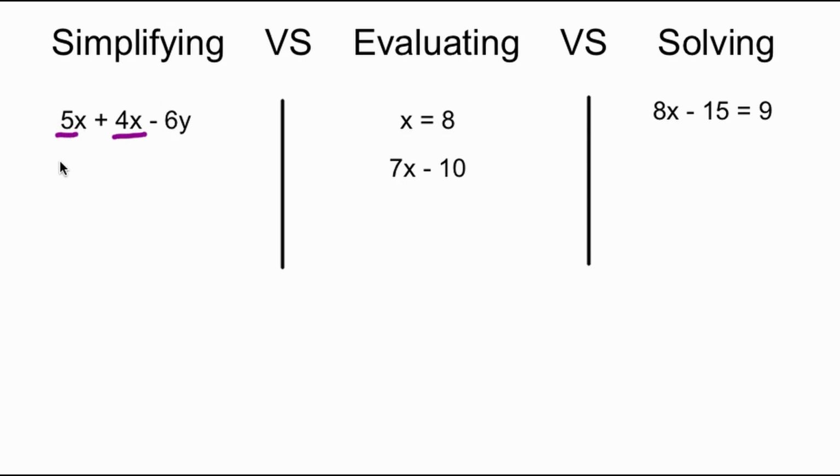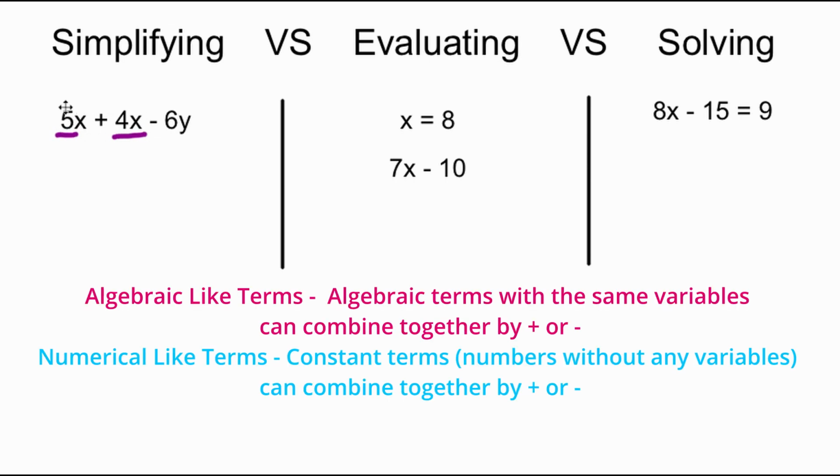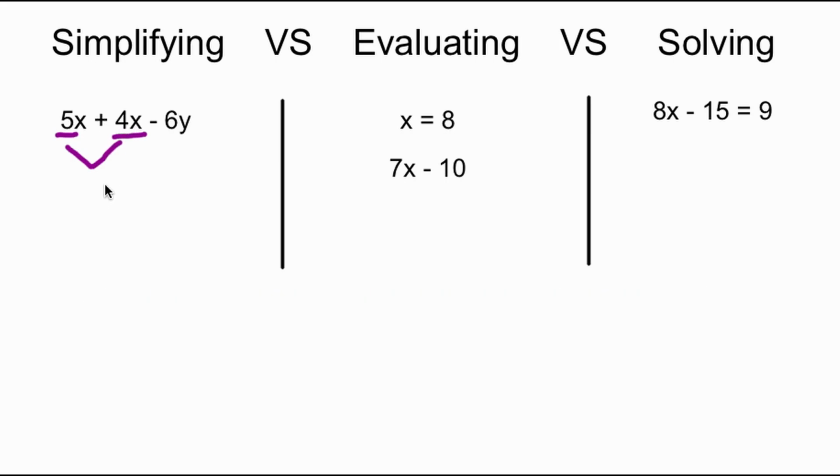Anytime terms have the same identical variable, they are called like terms. In this case, the 5x and the 4x are like terms and they can be combined. In order to combine like terms, all you have to do is perform the operation in the middle. In this case, we are adding. So the 5x will be added with the 4x. To add, you simply add the coefficient 5 with the 4, which will give us the 9. The variable x is simply brought down.